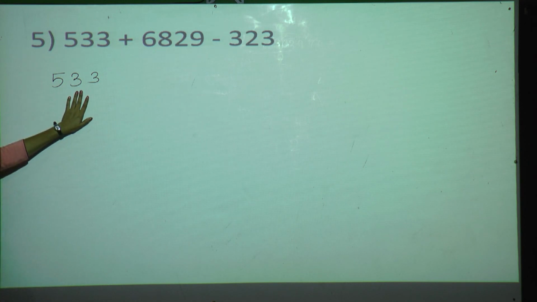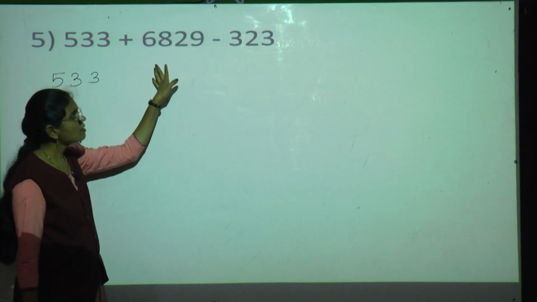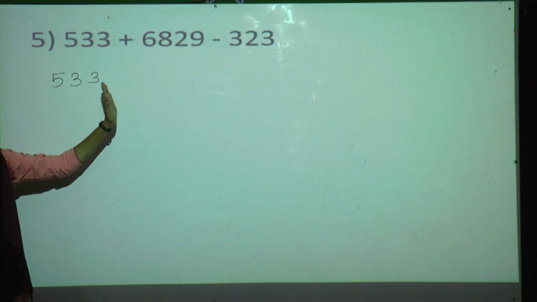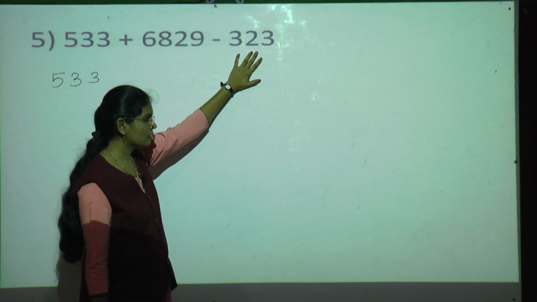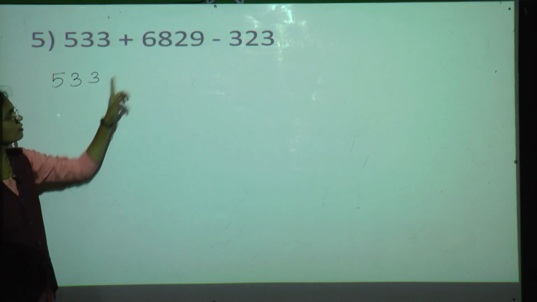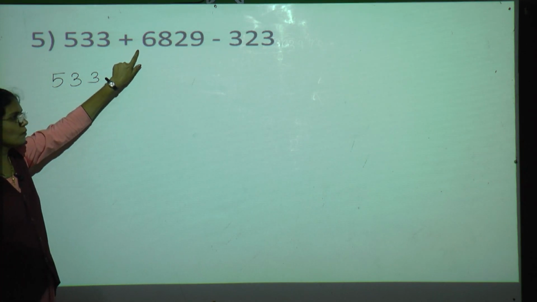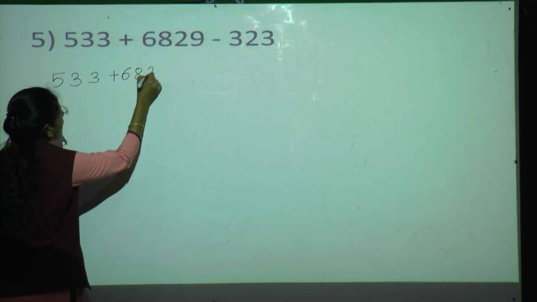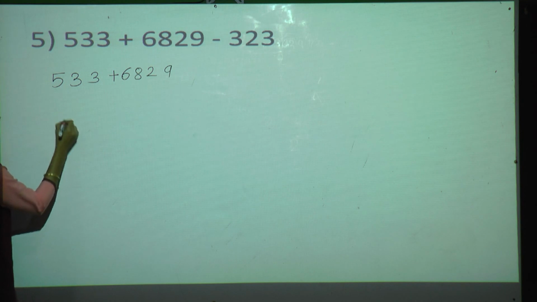Then what do we have to do? We have to see the remaining two numbers. Now which number has a plus sign before it? See, 6829 and 323. Out of these two numbers, which number has a plus sign before it? Yes, this number has a plus sign before it. So we will take this number here and do the addition. This is a 3-digit number.